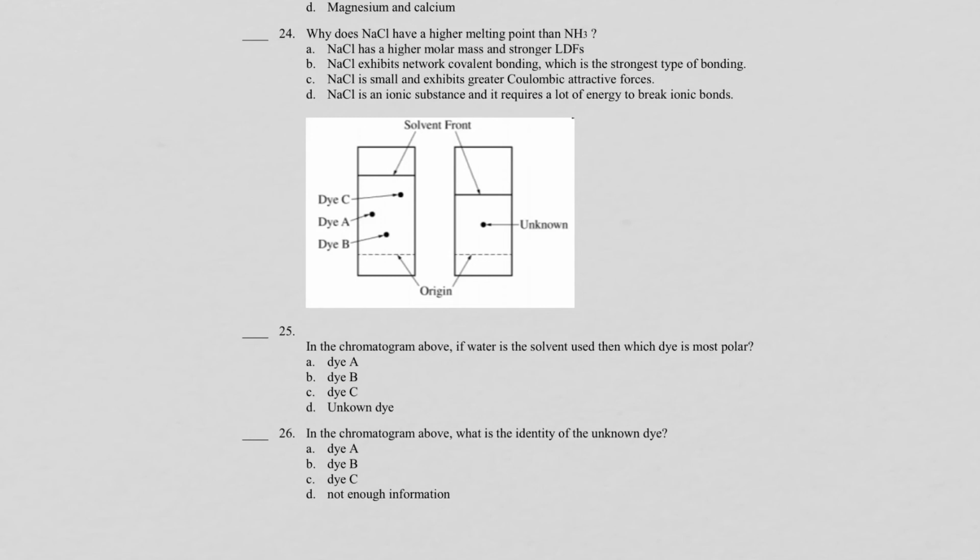And in 26, in the chromatogram above, what is the identity of the unknown dye? The key here is noticing, because some students are going to put B, the answer is actually dye A. And the reason is the solvent did not move as far. If you had a ruler, we could take the distance dye A traveled and divide it by the distance of the solvent front. Dye A traveled about halfway between the origin and the solvent front, and so did the unknown. So we could deduce, without even measuring, since it's traveling about half the distance, that it has to be dye A.